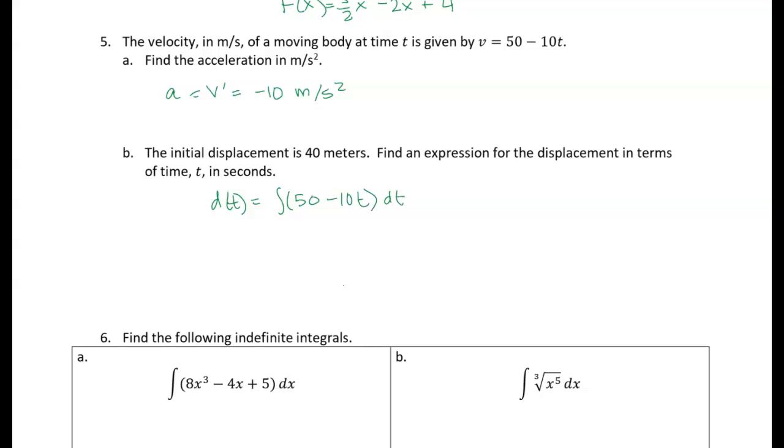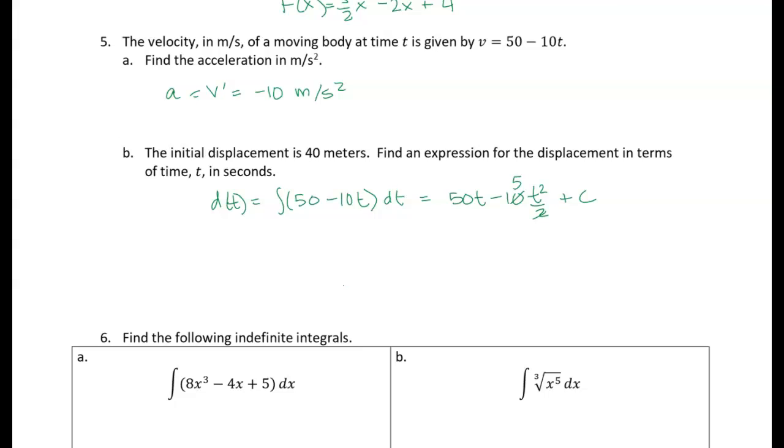Okay, now that's just a polynomial, so we can easily integrate that. So we get 50t minus 10t squared over 2 plus c, right? Don't forget your plus c for your antiderivative. All right, that's your antiderivative. Now I could cancel this and make this a 5.